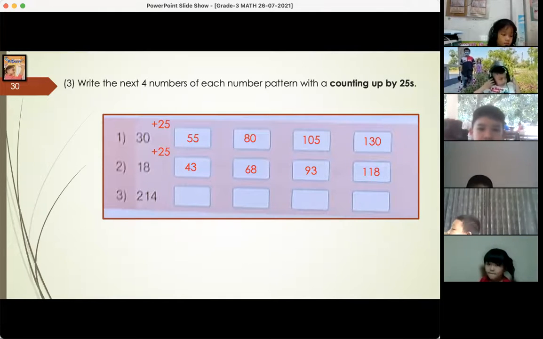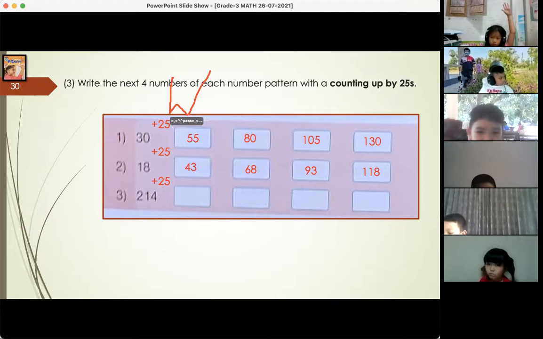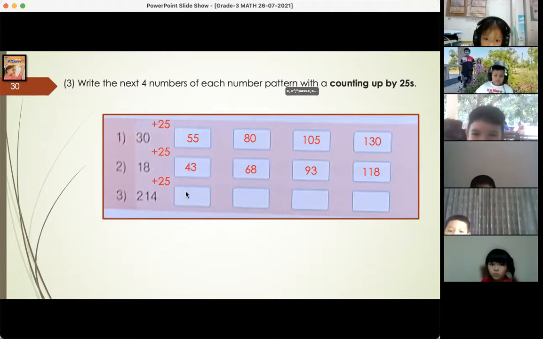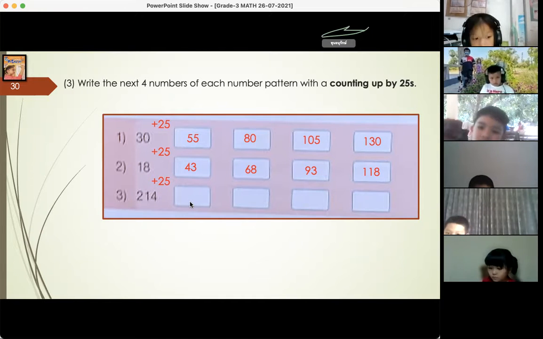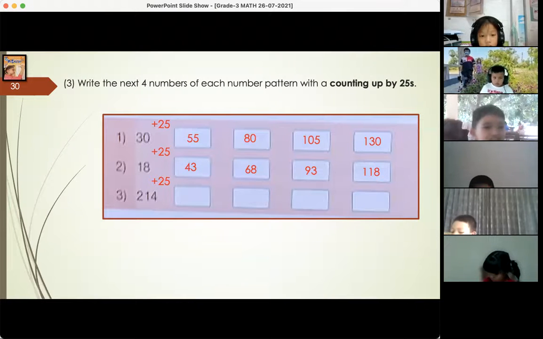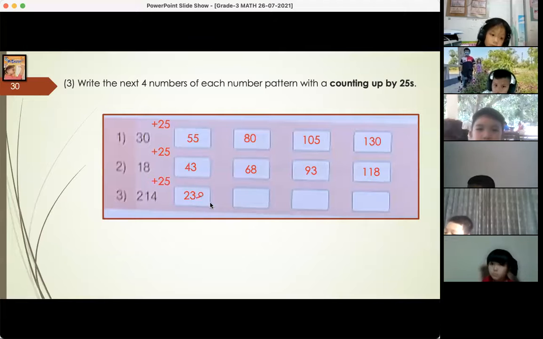All right. Number 3. Who wants to try? Counting up by 25. Oh, Yada, go. Number 3, first box. Go. What's the next number? 230... 235. 239. Yes, 239. Next.